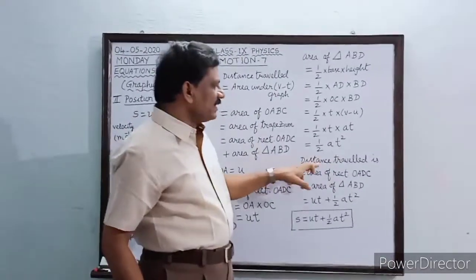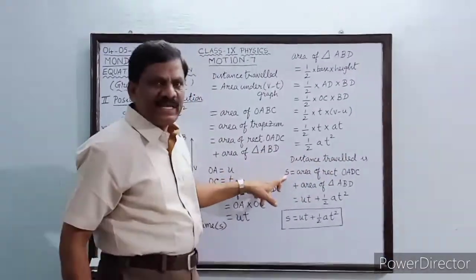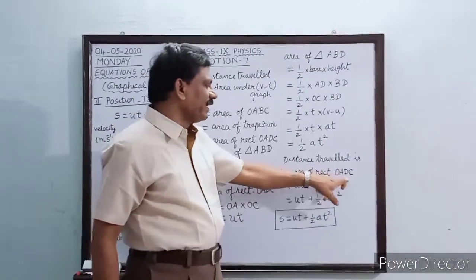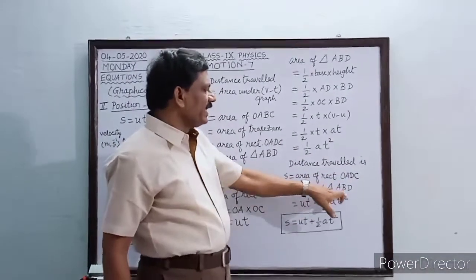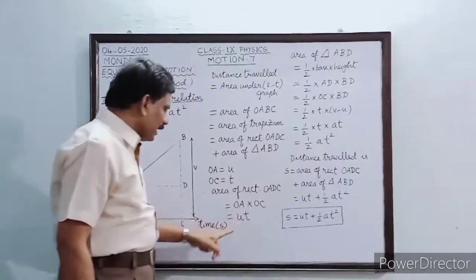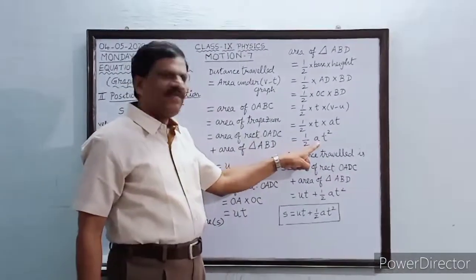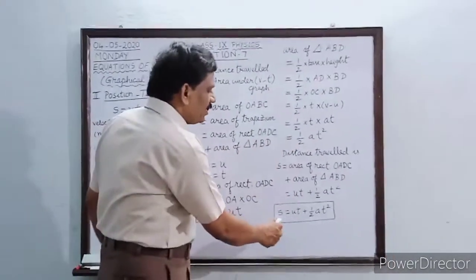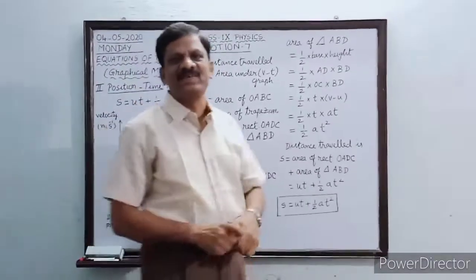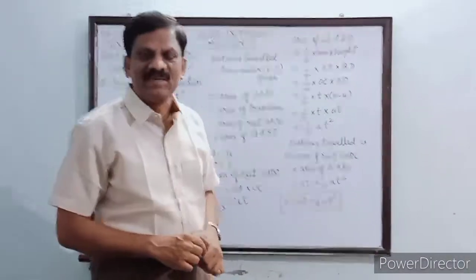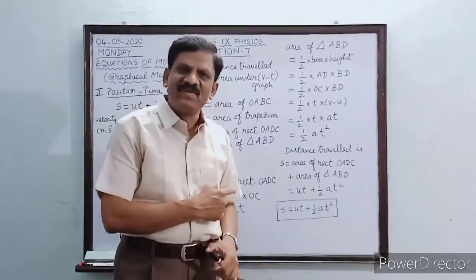So, the distance travelled is given by s equal to area of the rectangle OADC plus area of triangle ABD. So, we have to add ut with half at square. Therefore, s is equal to what? ut plus half at square. Yes, I hope you must have understood. Shall we go to the next equation?